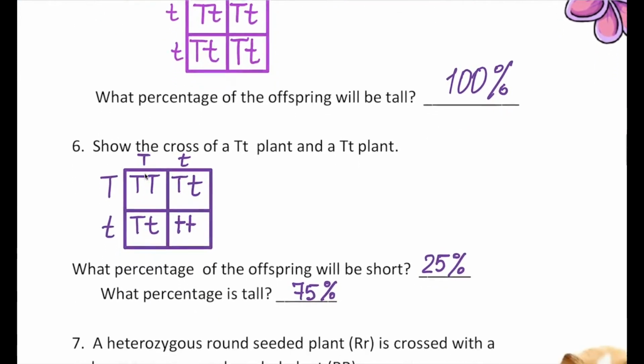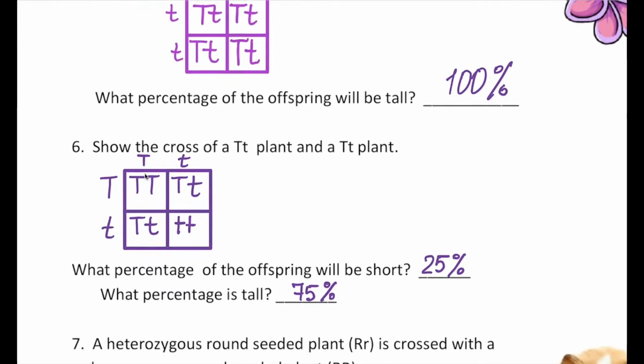In the next one, you have the cross of 2 heterozygous plants. So that's your cross right here. Heterozygous, homozygous dominant, homozygous recessive, and then 2 heterozygous. When they're asking you what percentage will be short, short is the recessive, and it has to be homozygous recessive in order for the offsprings to be short. So that is only this one, which is only 1 of 4. That's 1/4, that's 25%. And then the rest of them are tall, which is 75%.